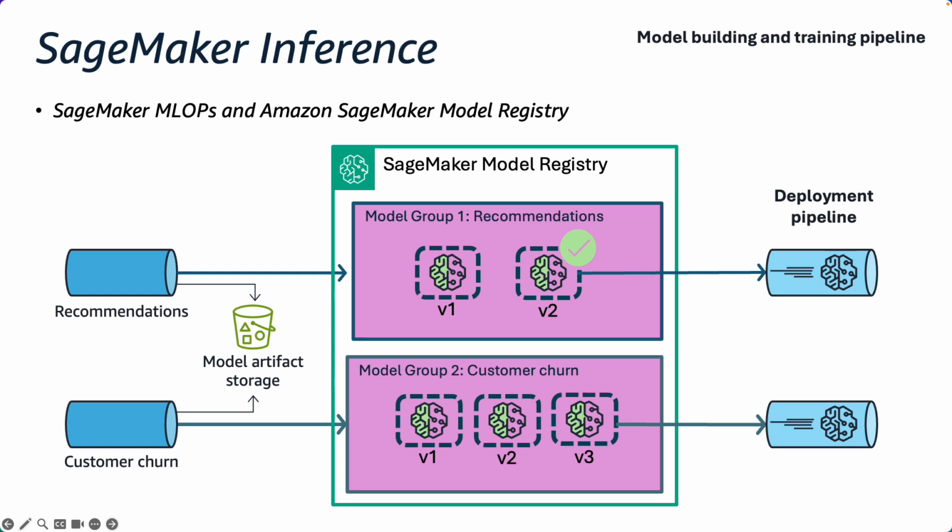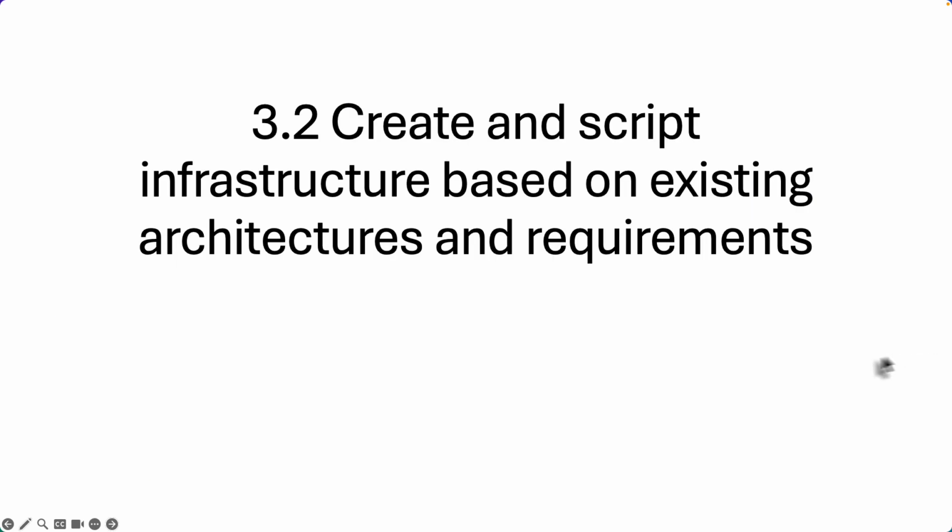SageMaker provides features to manage resources and optimize inference performance when deploying machine learning models. You can use SageMaker's built-in algorithms and pre-built models, as well as pre-built Docker images, which are developed for machine learning. So that wraps up task 3.1.